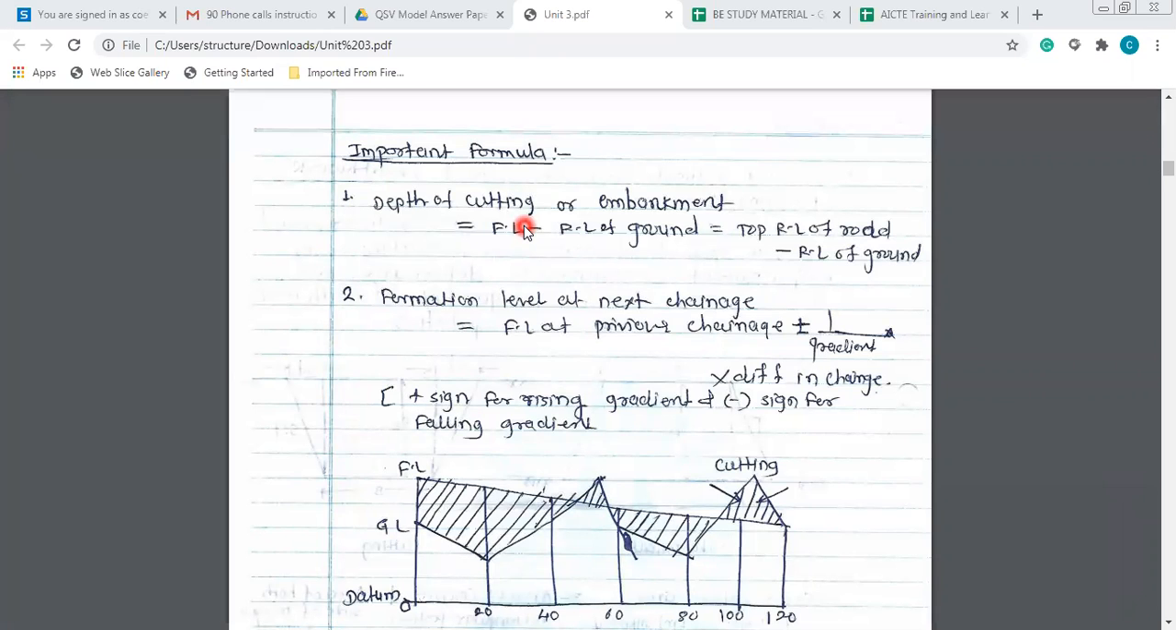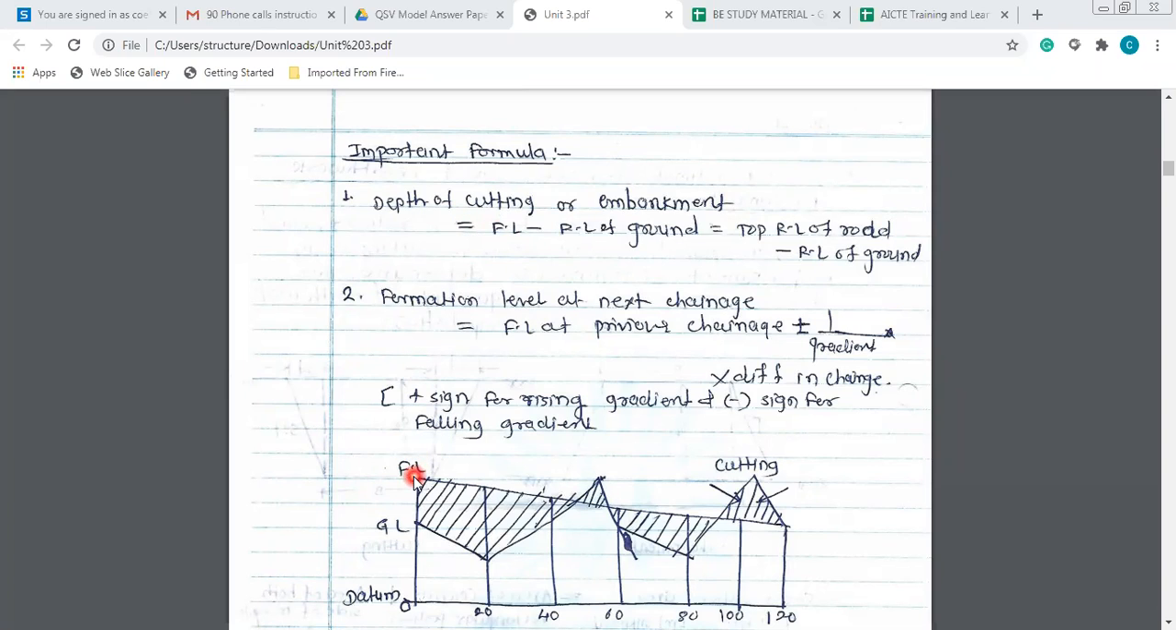So depth of cutting or embankment is equal to FL minus RL of the ground. You can use this formula, FL minus RL of the ground. FL is your formation level minus the RL of your particular ground. Or you can use the formula top RL of the road minus RL of the ground. By using either formula, you can determine the depth of cutting.